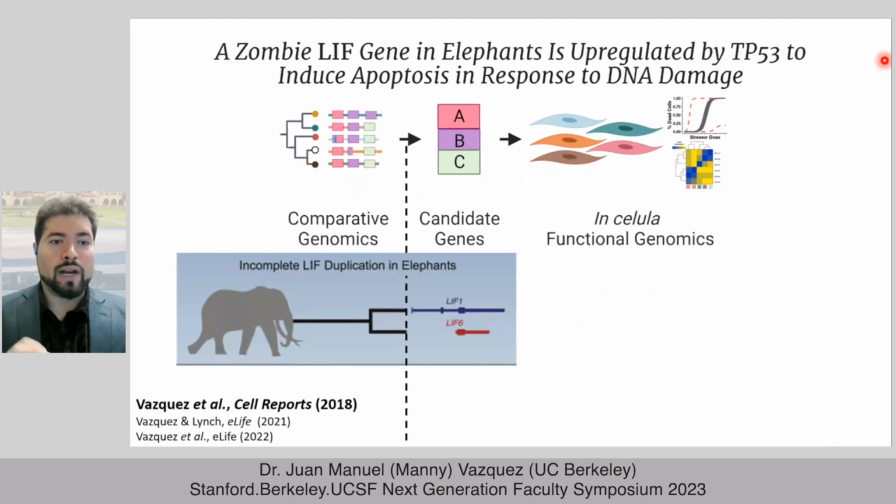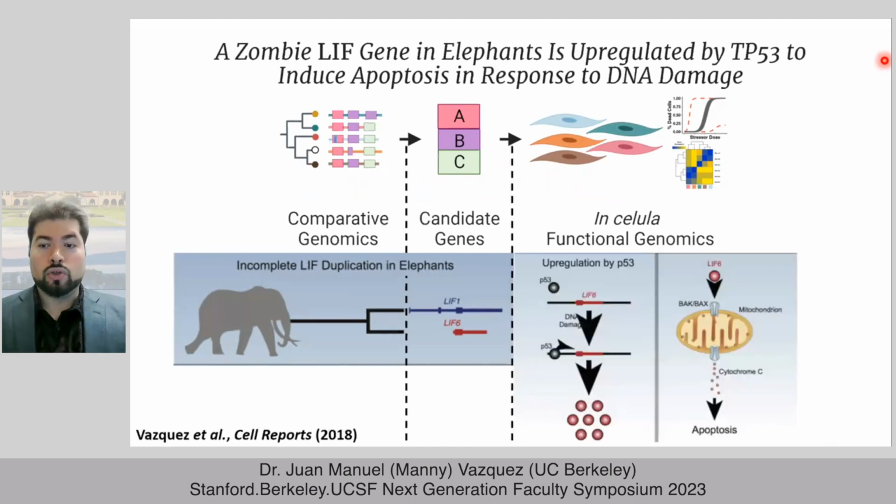And that's where the story would end had we not had the cell lines for the elephants to do RNA-seq with DNA damaging agents. With this RNA-seq data in hand, we were able to show that this wasn't a pseudogene. In the elephants, it's actually a critical portion of their ability to regulate cell death in response to small amounts of DNA damage, which is a fundamental part of their resistance to cancer as a large-bodied mammal.